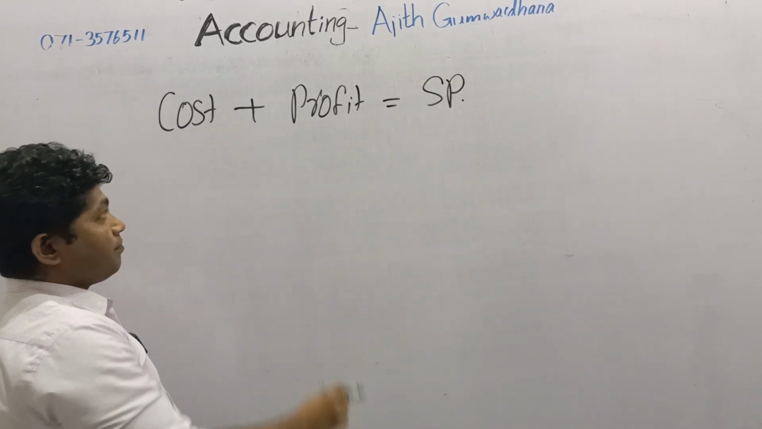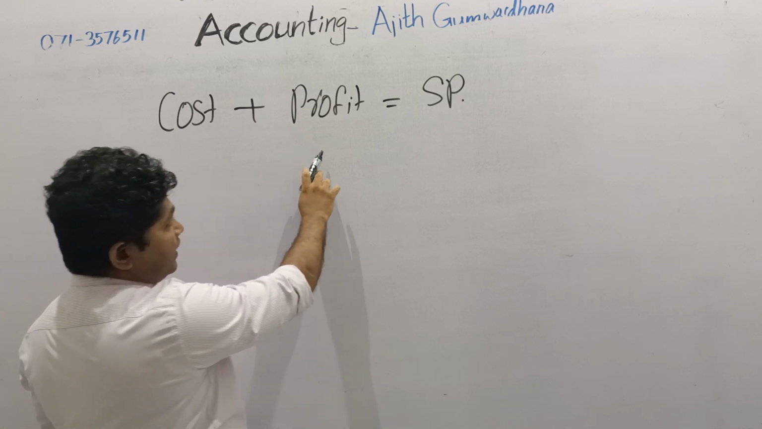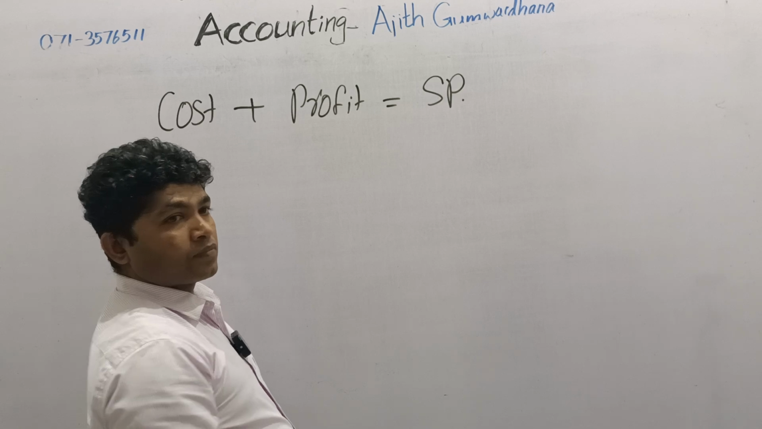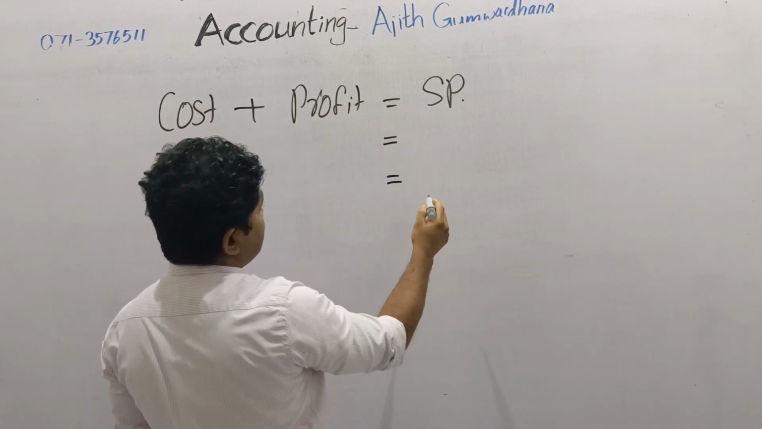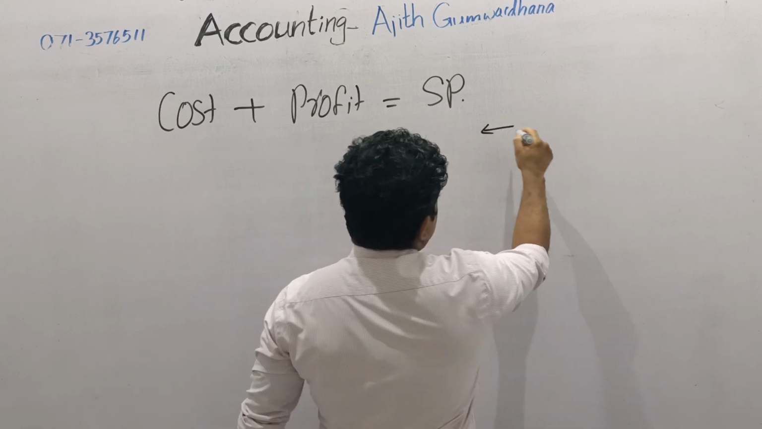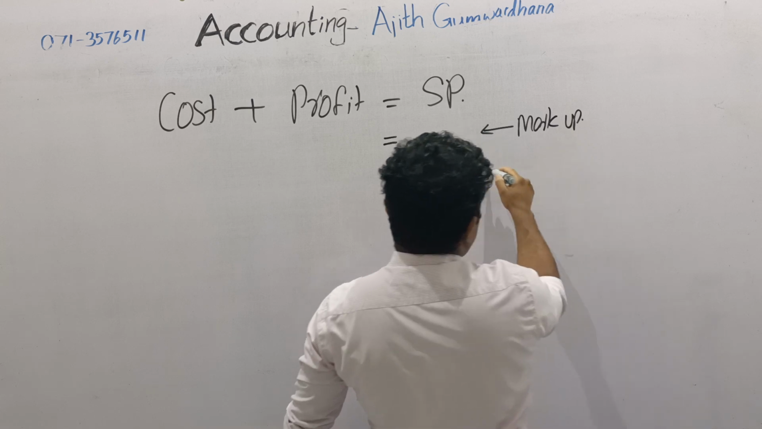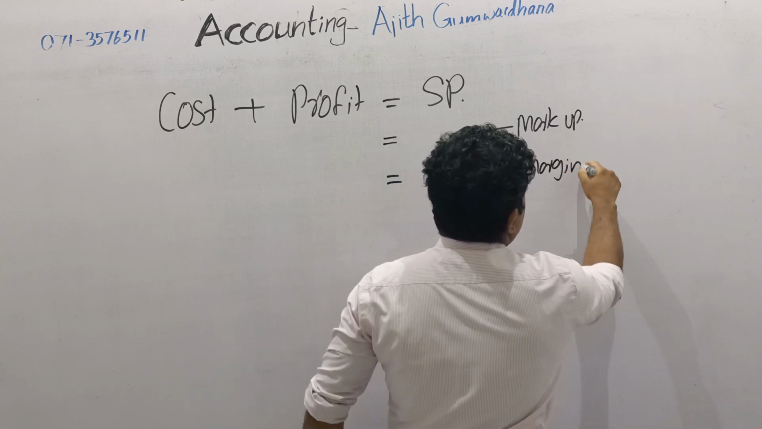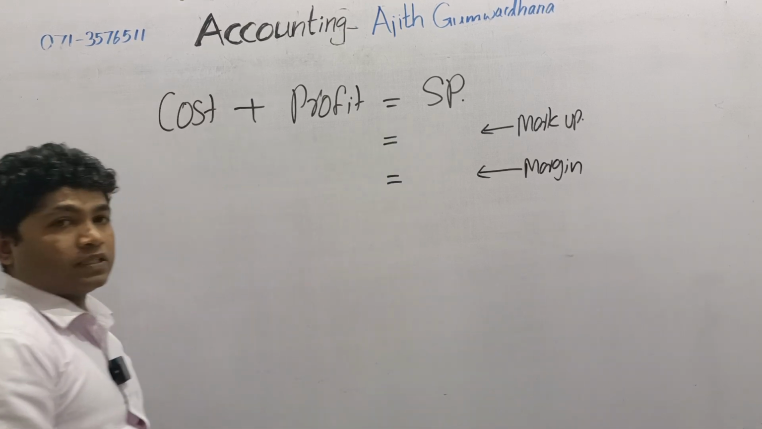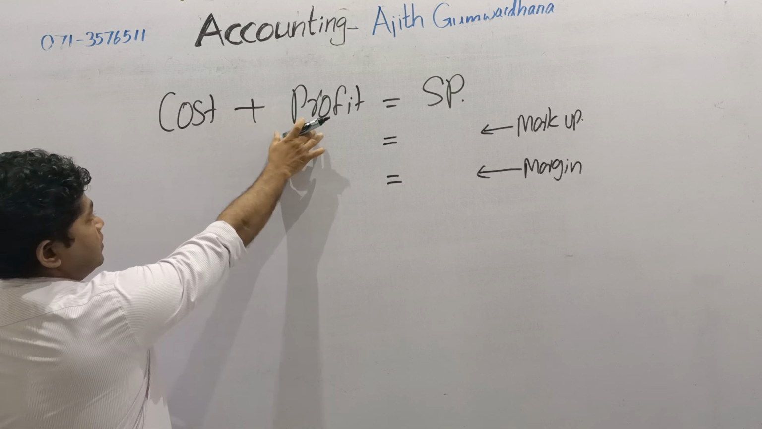Therefore, profit can be determined based on cost value, or profit can be determined based on selling price. Think how to apply profit markup and profit margin. If it is markup, think markup, and margin. Normally, selling price equals cost plus profit.